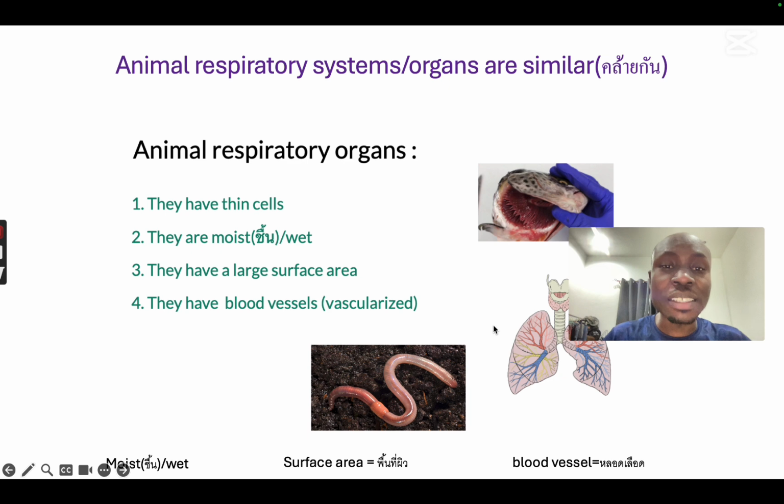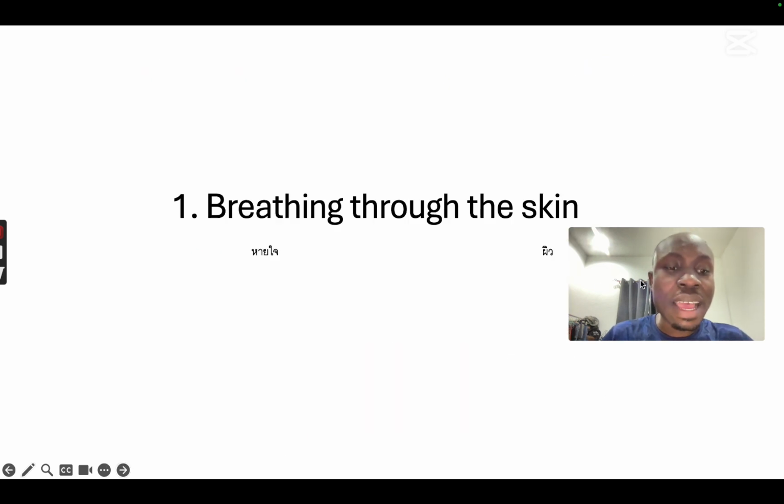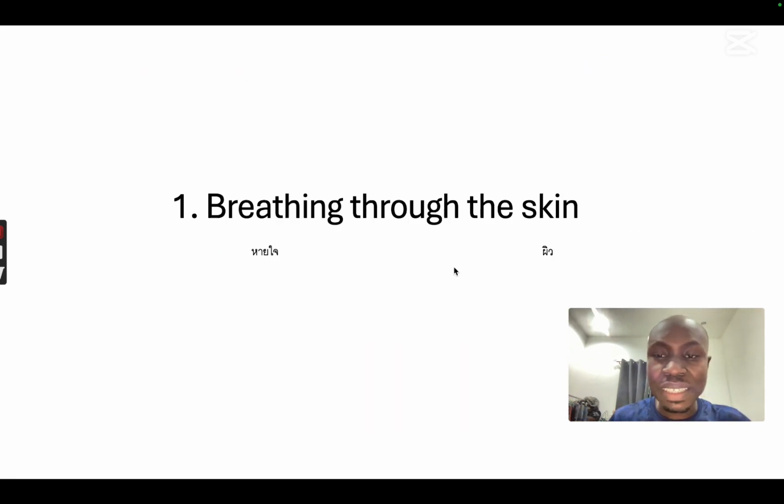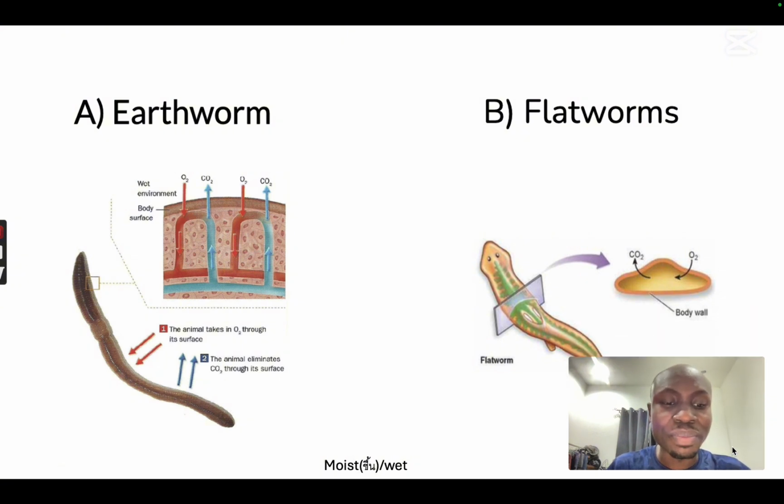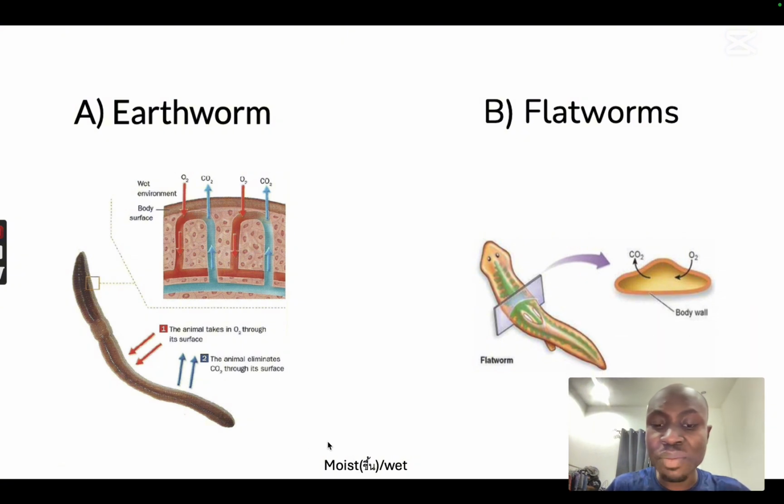So let's continue. We're going to look at examples of animals that can breathe through their skins. Can you name an animal that can breathe through their skins? The first example we're going to look at is the earthworm. Earthworms have moist skins, and oxygen in the air can move into the blood, and carbon dioxide in the blood can move into the air.